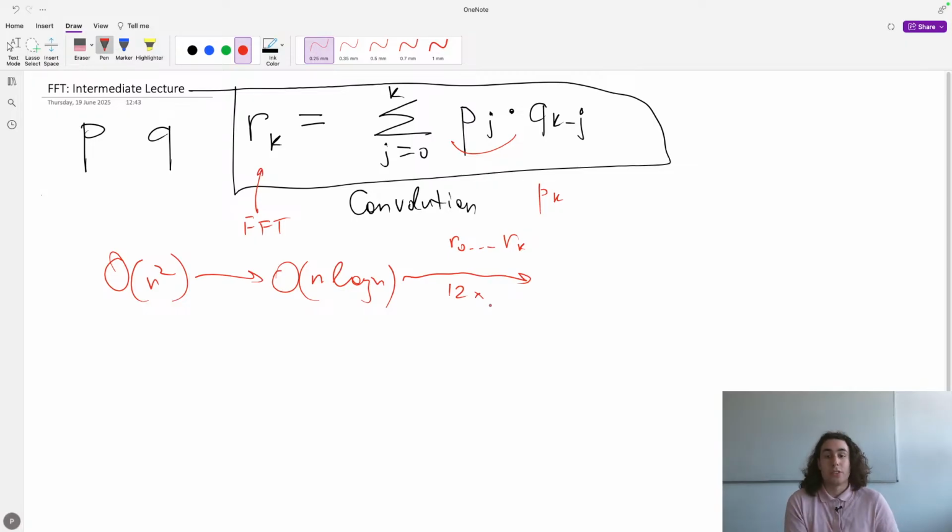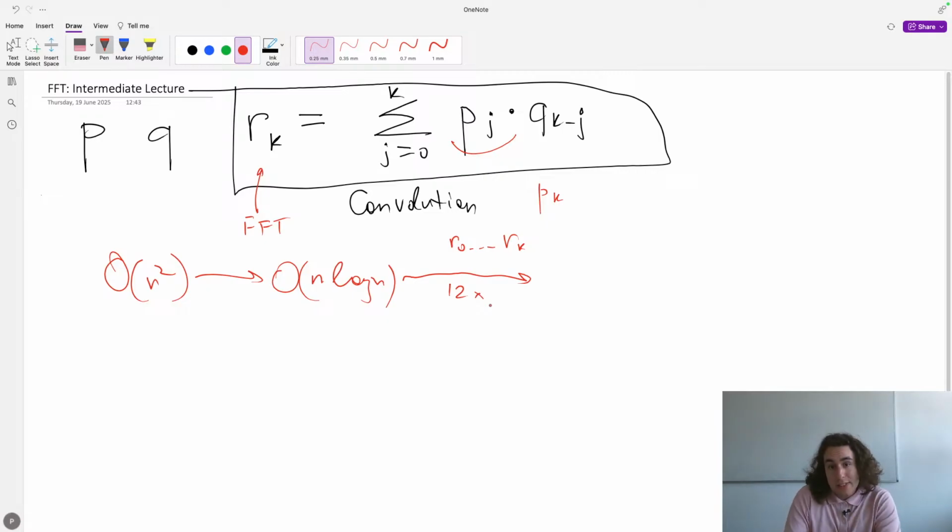Yes, they are given in sorted order, right? They're given P0, then P1, P2, and so on up to Pk. Because otherwise, if you're missing some Pj's in the middle, you can't find Rk, because it depends on all the previous ones.